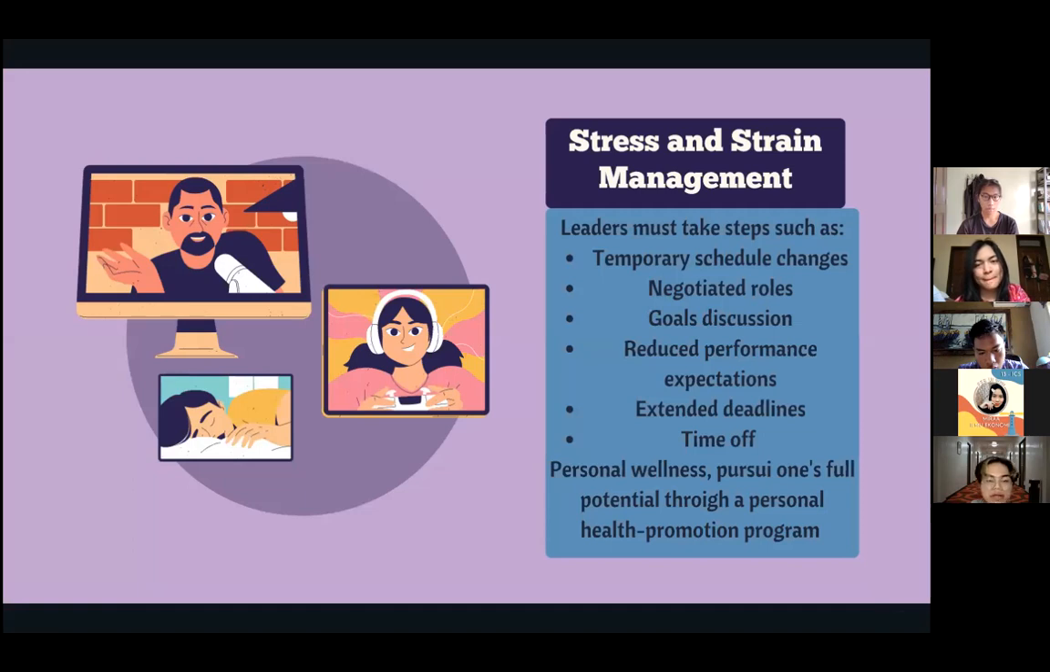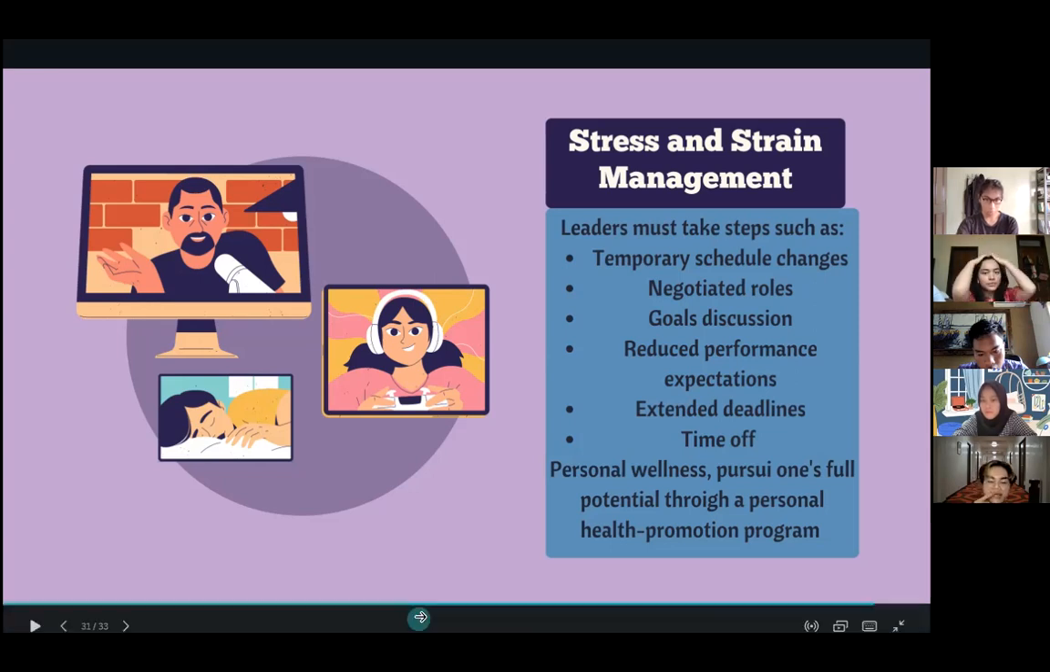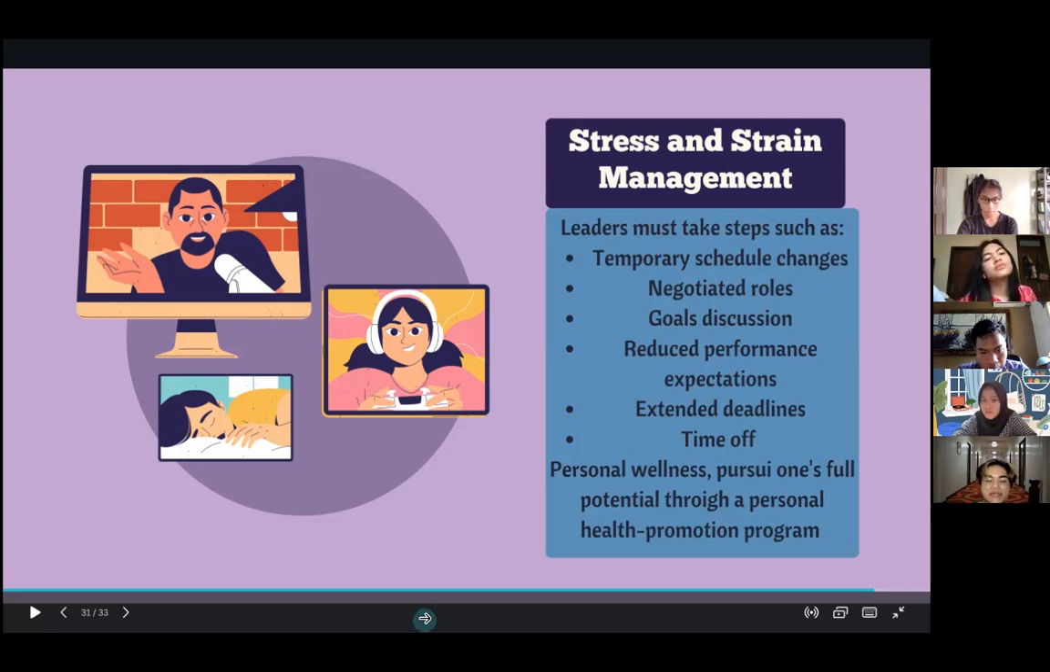Okay, now how to cope with stress. We have the stress and strain management, and leaders must take steps such as the first is temporary schedule changes, so it can adapt to more stressed or burnt out employees. Next is negotiated roles, and then goals discussions and reduce performance expectations and extended deadlines, and last is time off. So in order to do that, individuals need to excel in personal wellness or pursue one's full potential through a personal health promotion program, which means getting rest, exercise, finding and taking pride in yourself, and eating well. Next, please.